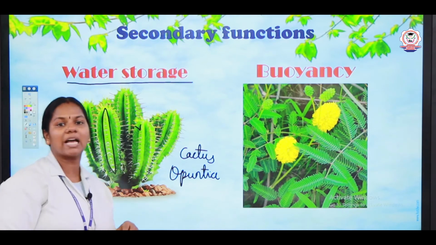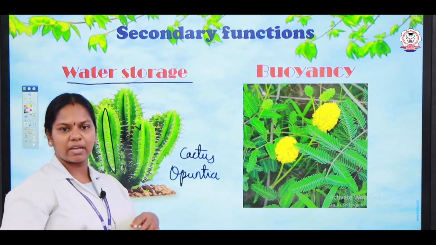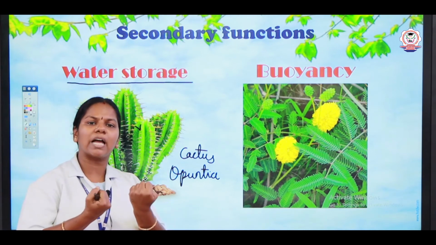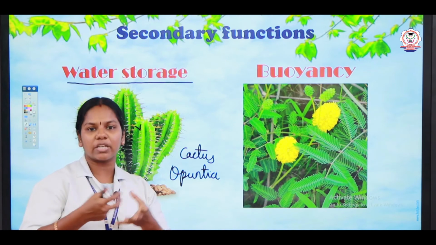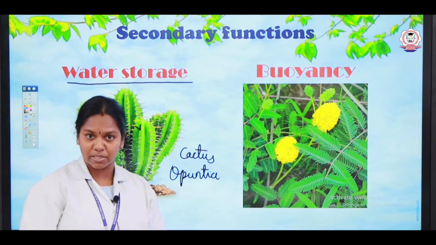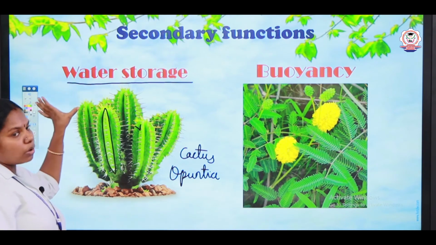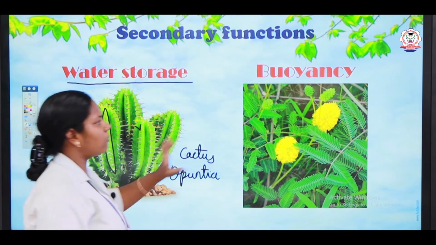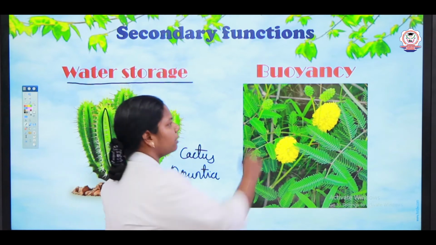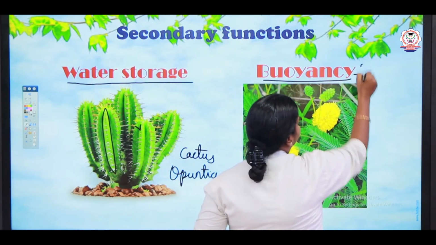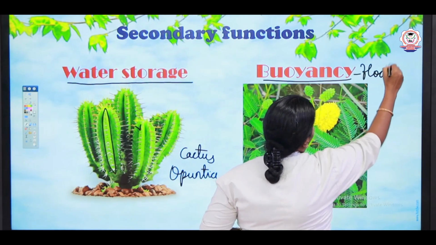So, they have the capacity to store water in their stems. Best example is aloe vera, children. Katradi we say. What happens if you break the stem of the aloe vera? You can obtain more jelly like substances, right? So, some stems store water and some stems help in buoyancy. What do I mean by buoyancy? Buoyancy is helpful in floating, right?